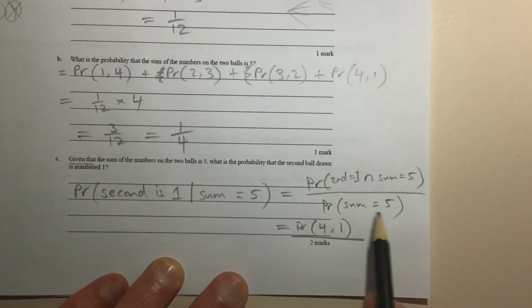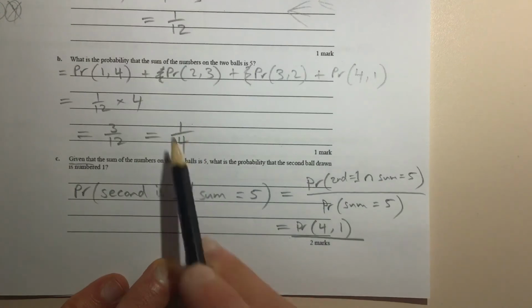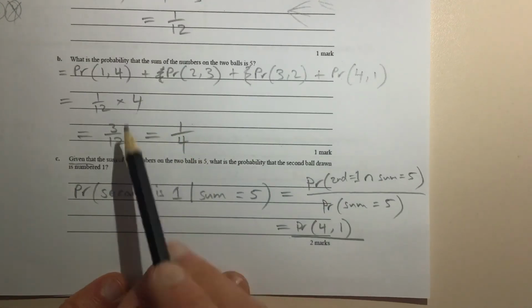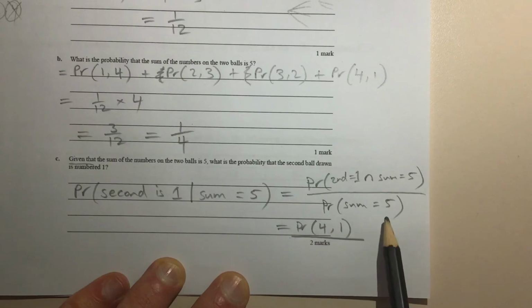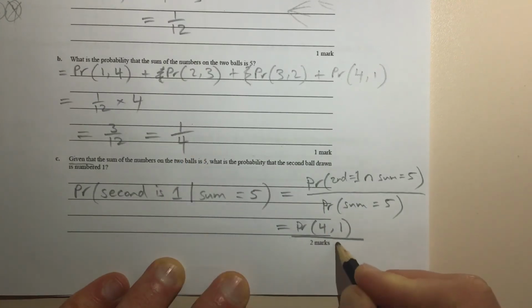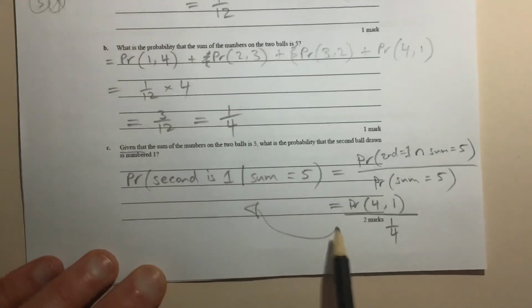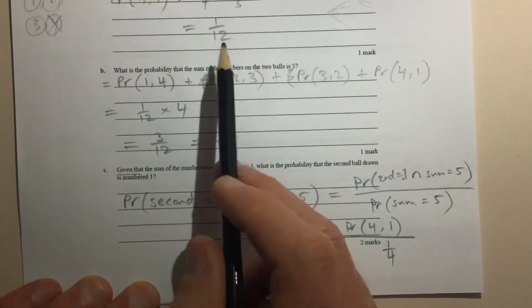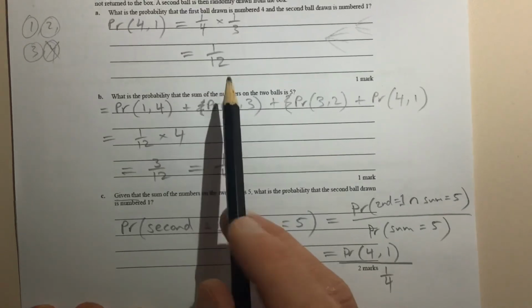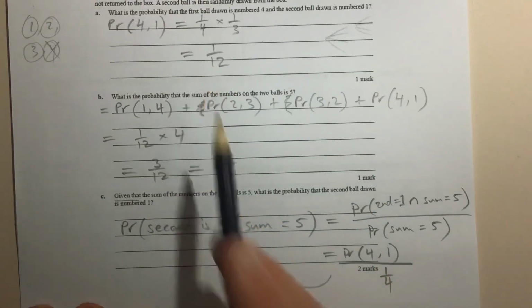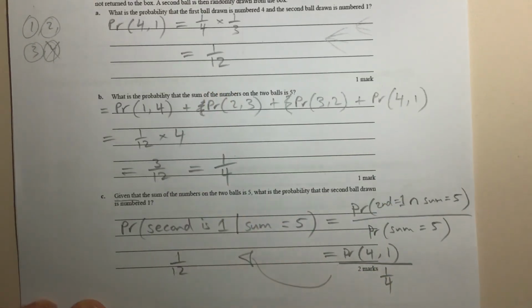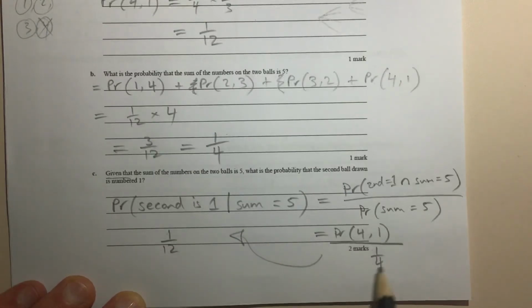the probability that the sum is equal to 5, which we just worked out previously. So this question is actually building off our previous answers. We've already got the answer for the probability that the sum equals 5, and that is 1/4. And so on the bottom, we can put in 1/4. The probability of 4 then 1, well, we said that was 1/12. So we're just using our two previous answers, aren't we? So the probability of 4 then 1 is 1/12, and the probability of the sum equaling 5, we already put in as 1/4.